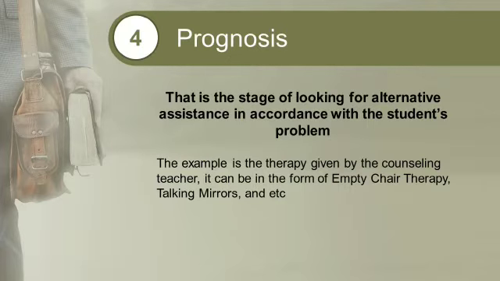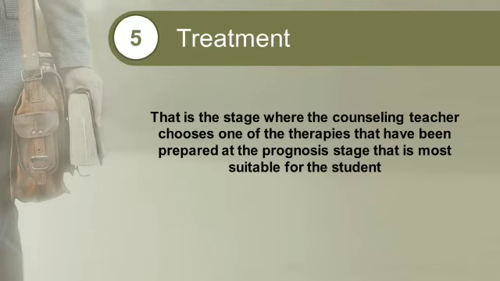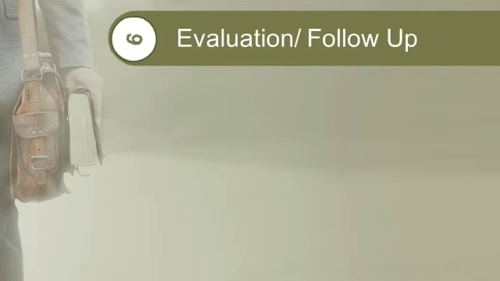Examples of assistance that can be given by a counseling teacher are doing therapy. It can be in the form of empty chair therapy, talking mirrors, and so on. The next stage is treatment. Treatment is the stage where the counseling teacher chooses one of the therapies that have been prepared at the prognosis stage that is most suitable for the student. The last stage is evaluation or follow-up.